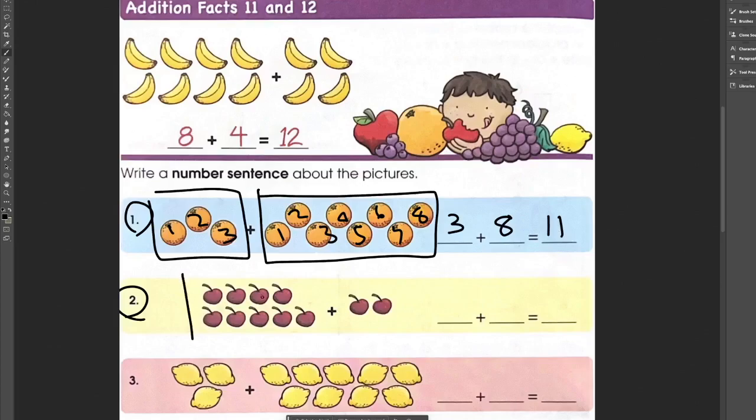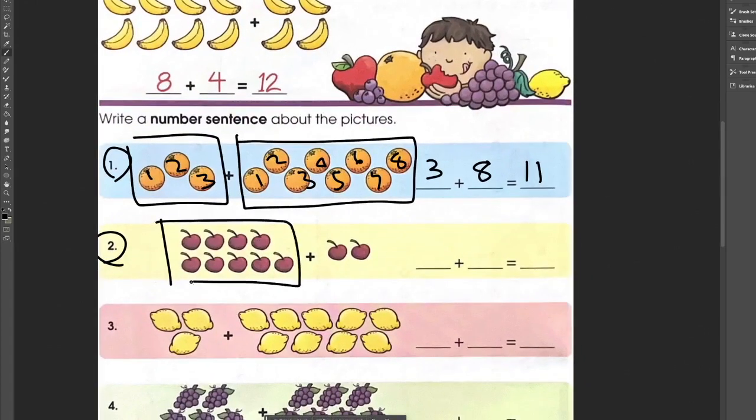And same process for number 2. We count the amount of objects on the left side, which is 1, 2, 3, 4, 5, 6, 7, 8, 9 cherries. So we put 9 here. We count the amount of cherries on the right, which is just 2. So we add them all up, and we get 11 as well.